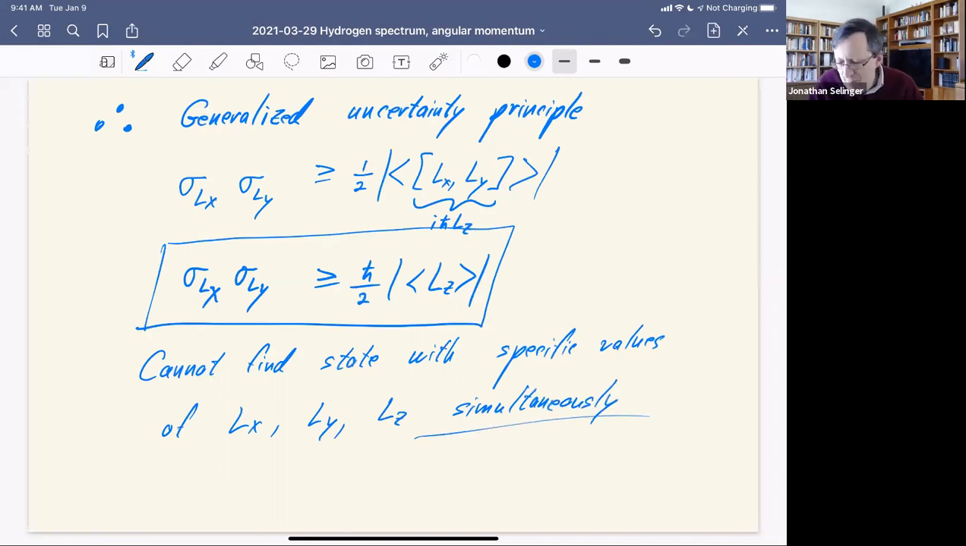So that's frustrating for people who like certainty, but that's the way it goes in quantum mechanics.